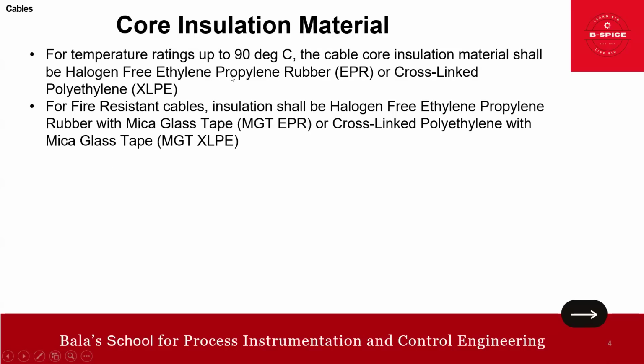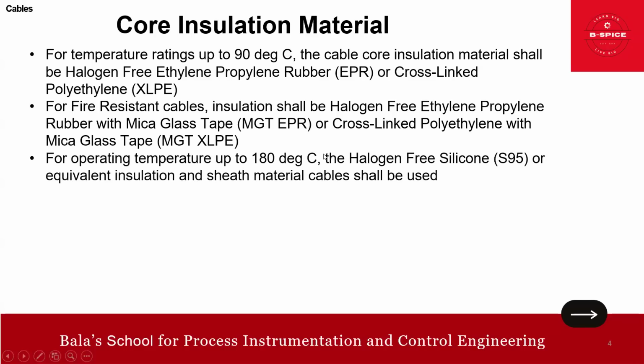For temperature rating up to 90 degrees, you go for this. For fire-resistant cable, the insulation shall be halogen-free ethylene propylene rubber with mica glass tape, MGT EPR, or cross-linked polyethylene with mica glass tape, MGT XLPE. Just remember that. For temperature up to 180 degrees, here we talk about 90, but here 180 degrees: halogen-free silicone, that is S95, sheath material shall be used for an operating temperature of 180 degrees.